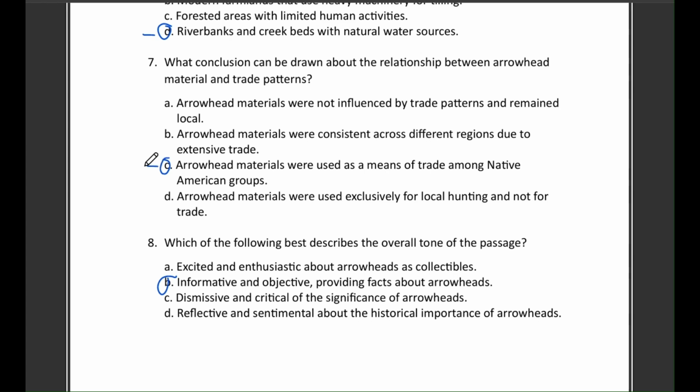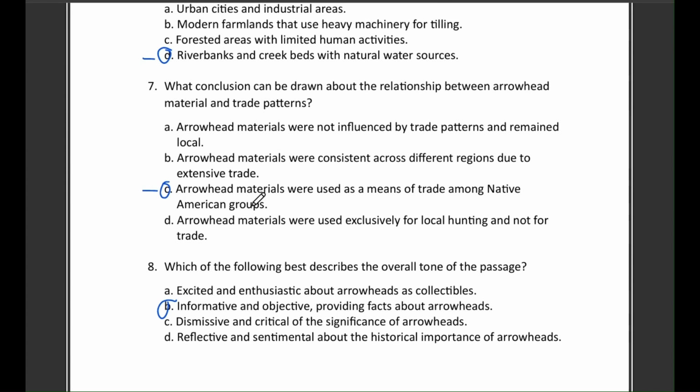The correct answer is option C. Arrowhead materials were used as a means of trade among Native American groups.